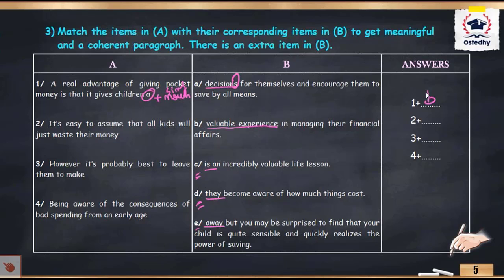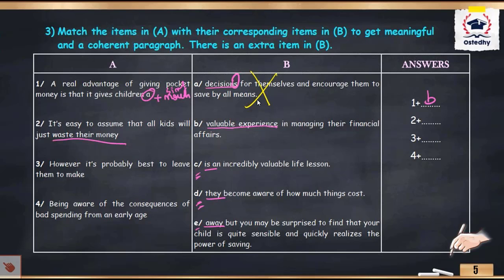It's easy to assume that all kids will just waste their money. Okay, good. So here you have waste one's money. What do we say? Normally we waste our money on something, or we waste our money away, or we waste our money doing something. So it depends on the answers I will have. Now, just a secret: if I finish something, I will cross it out to be able to concentrate on the other ones.